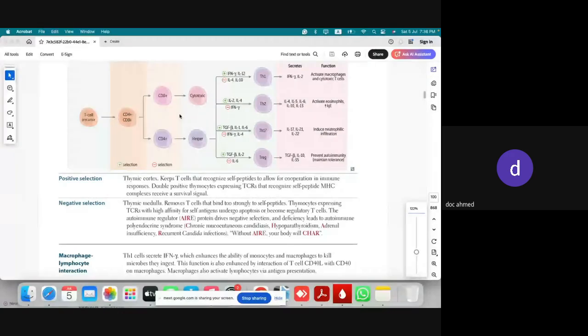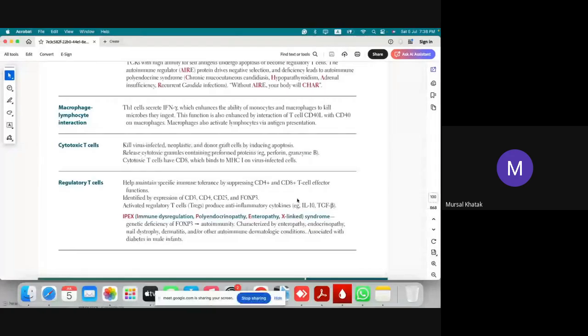So here you can see the ARI company, the autoimmune regulator protein, which I was just talking about, right? If we do not have that, we are going to have some autoimmune conditions. What would those autoimmune conditions be? Chronic mucocutaneous candidiasis, hypoparathyroidism, adrenal insufficiency, recurrent candida infections, and the mnemonic for that is CHAR, CHAR. So you can just memorize it, right? Is it clear?